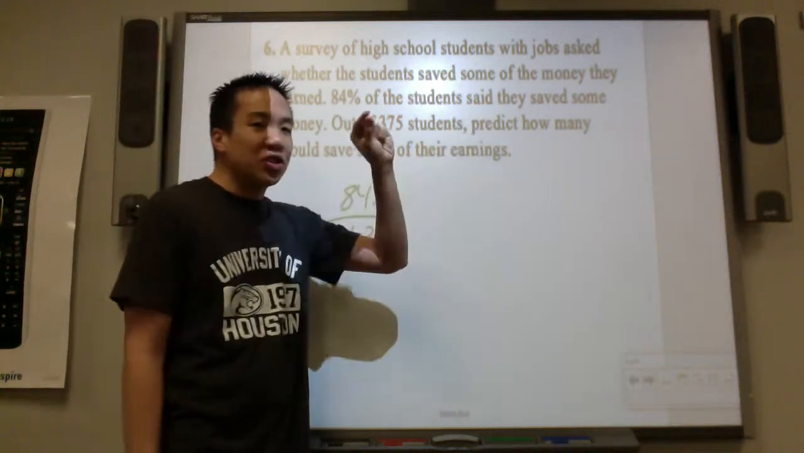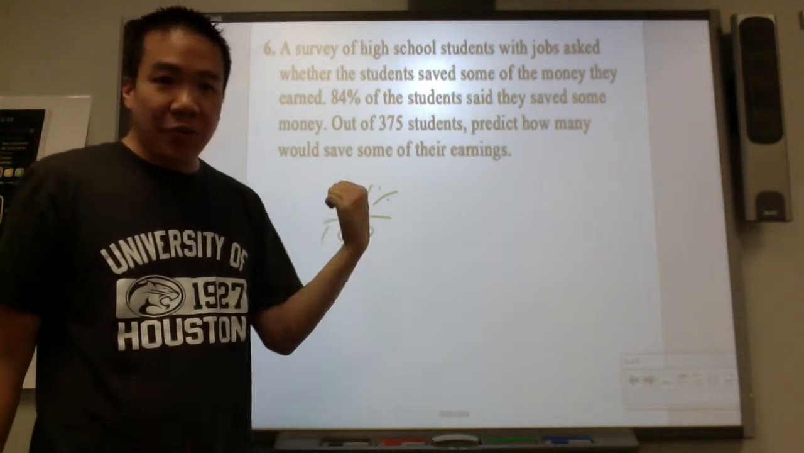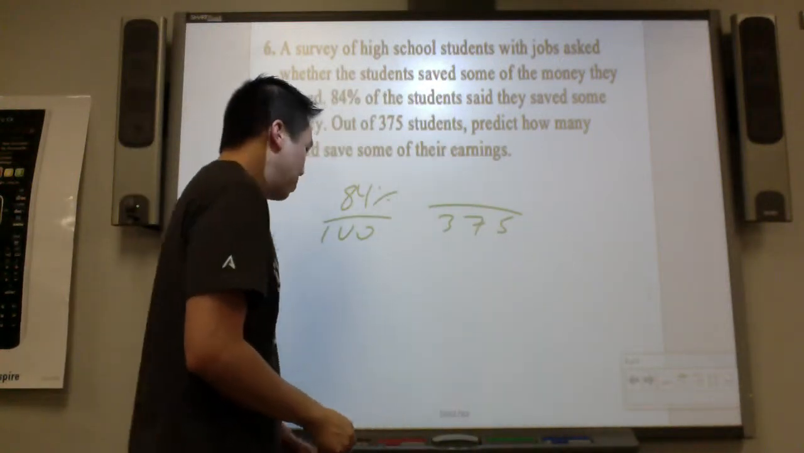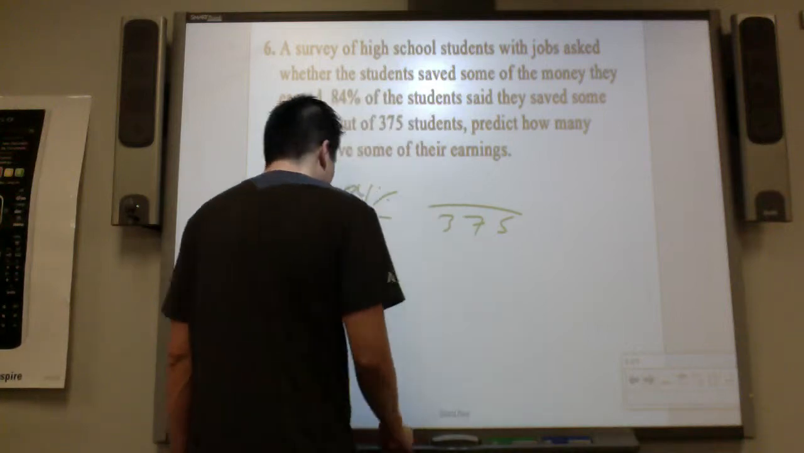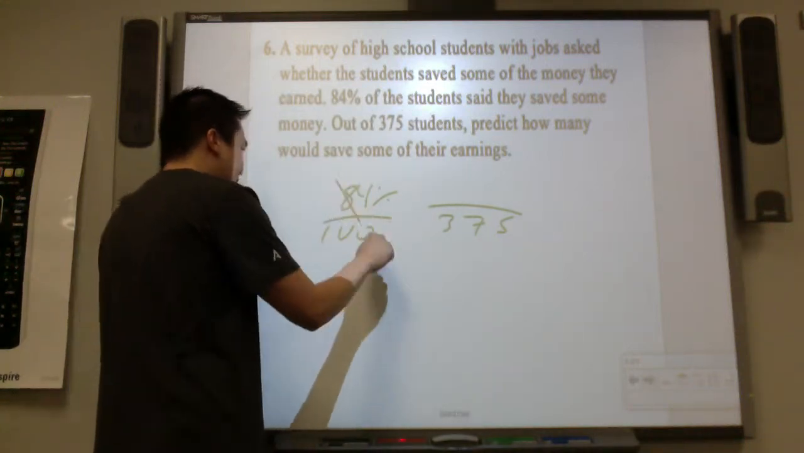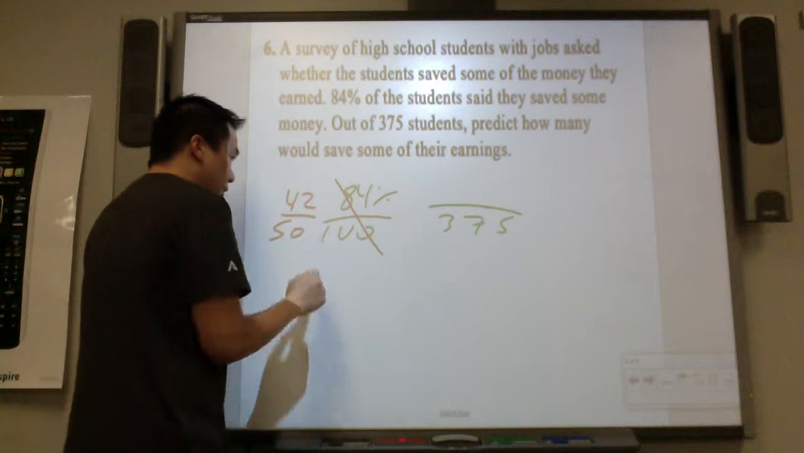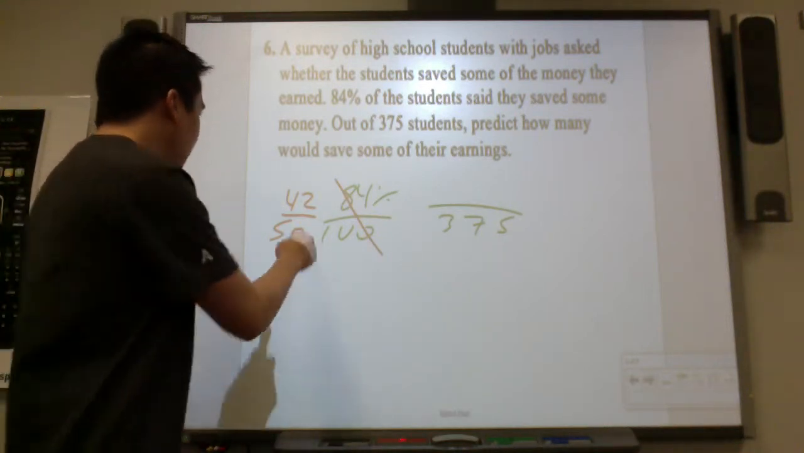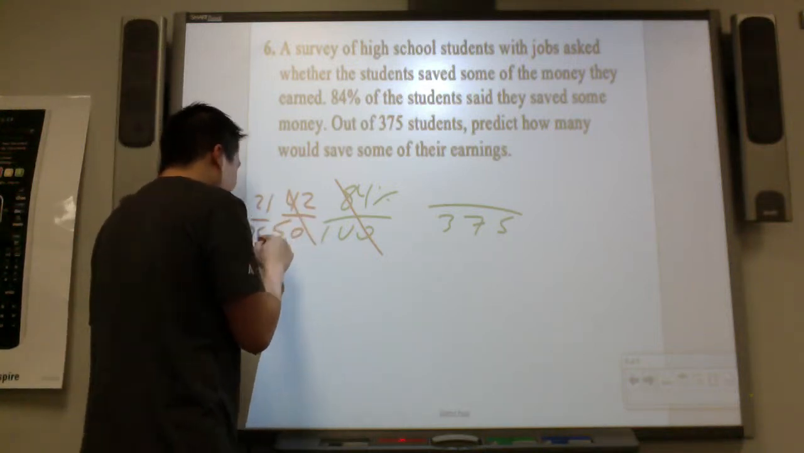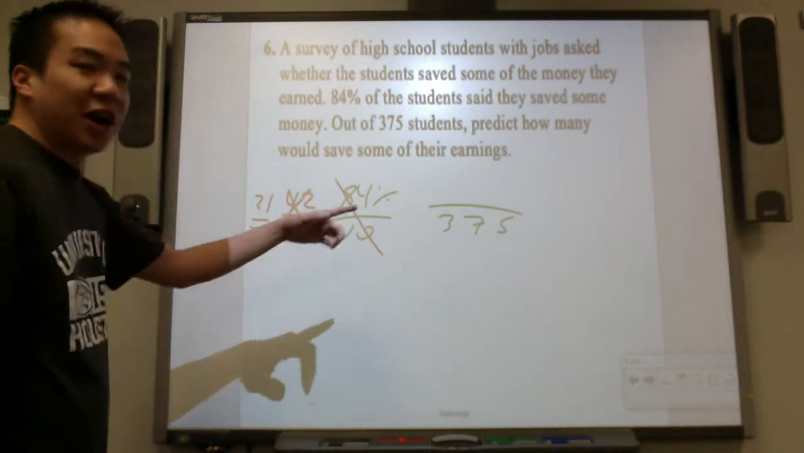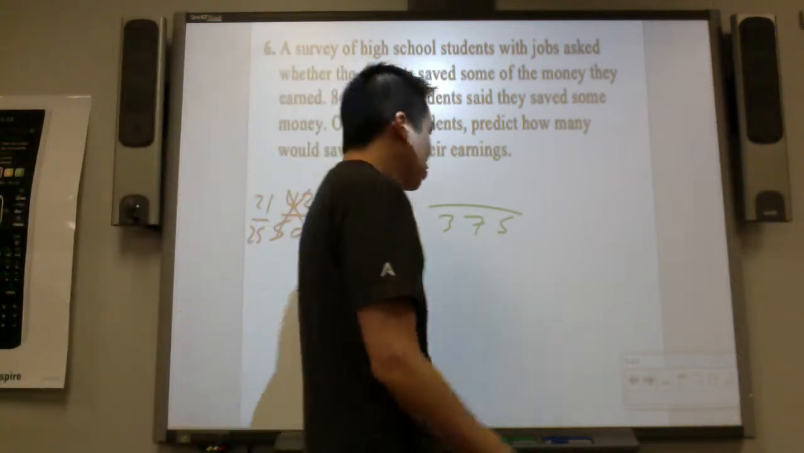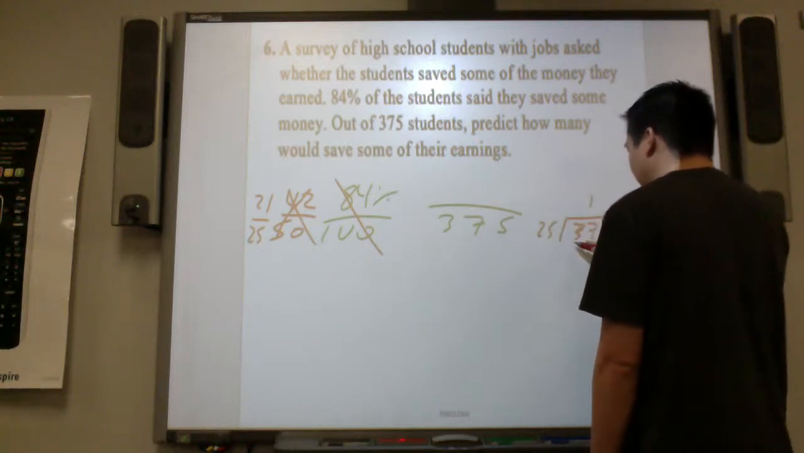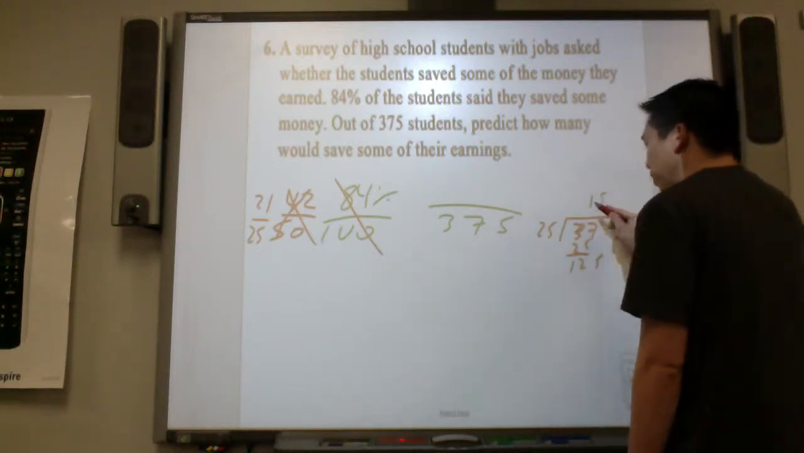So this question is asking, what percent save money? 84%. And out of 375 students. So can you build this up? Not really. 100 cannot go into 375. Let's break this down. That's 42 over 50. Now, can 50 be built up to 375? Not really. So 21 over 25. Can 25 be built up to 375? Yes, you can. How many quarters go into 375? It goes in 15 times.